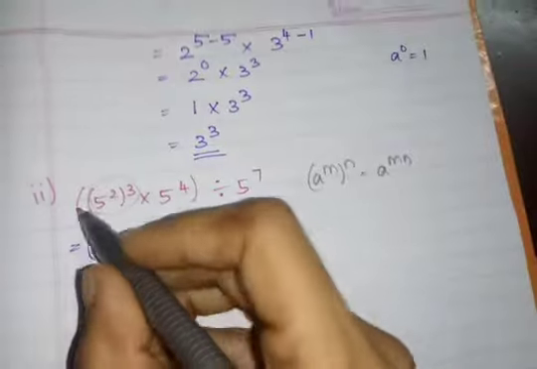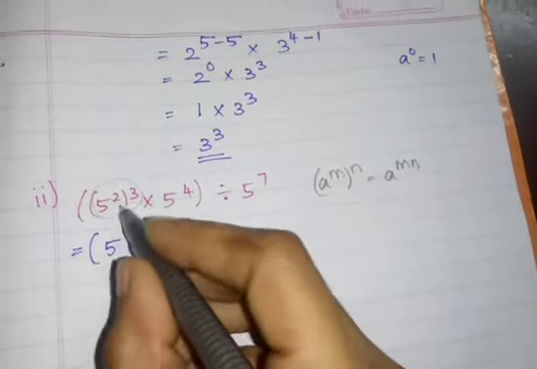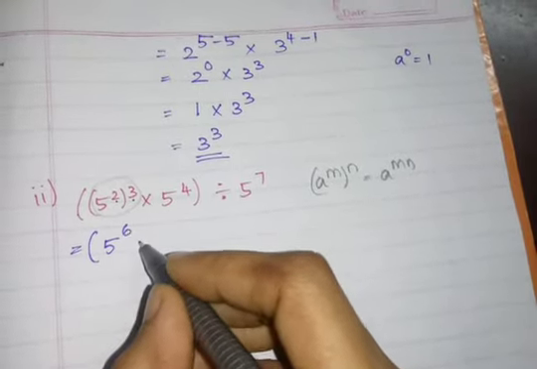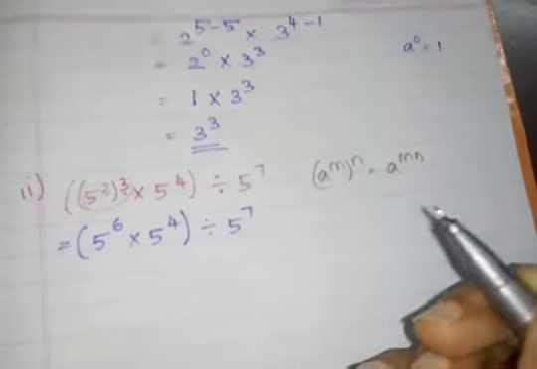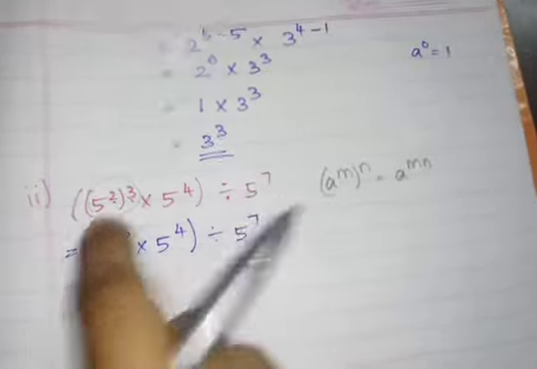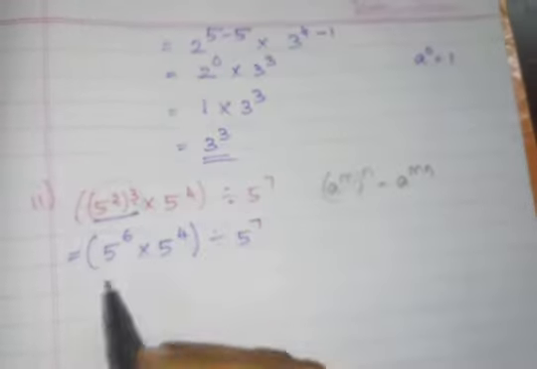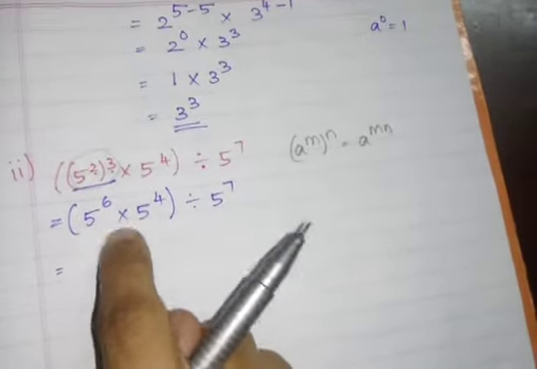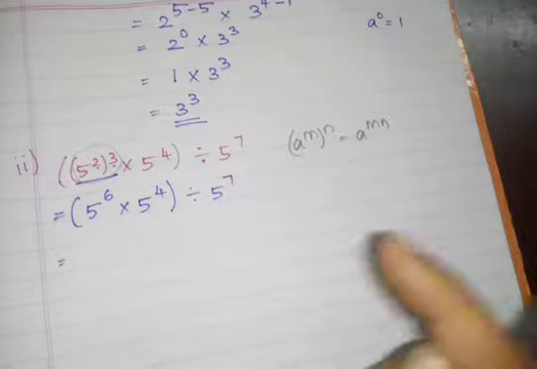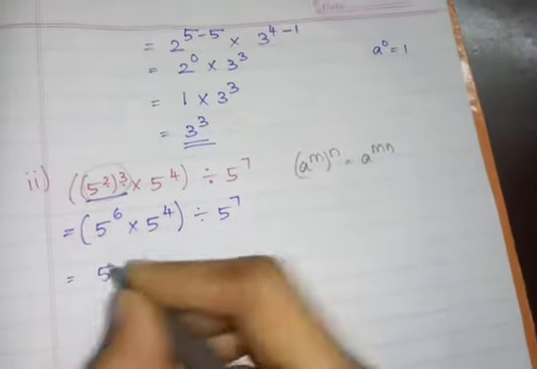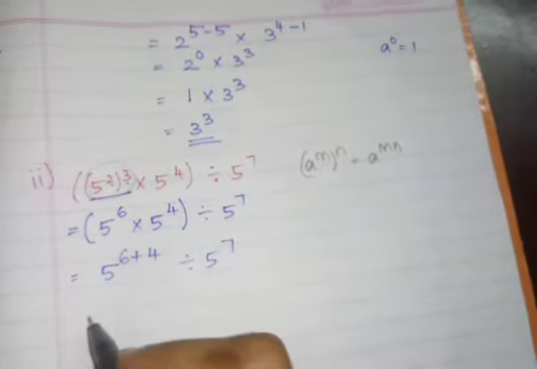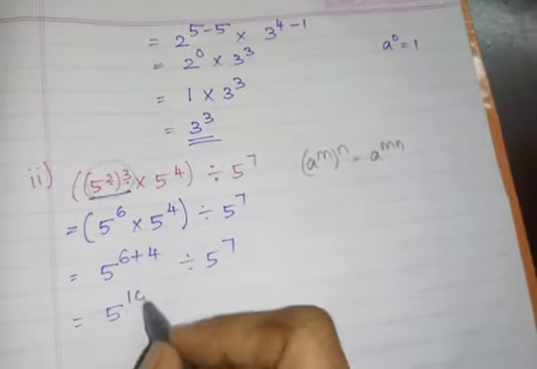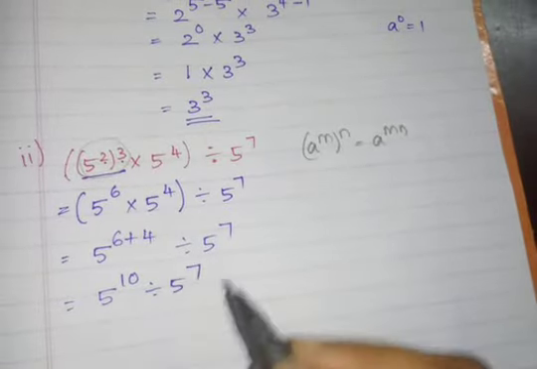So what will you do? You keep this bracket as such. 5 power 2 3s are 6, into 5 power 4, close bracket, divided by 5 power 7. I am just clearing this alone. Okay, 5 power 6 into 5 power 4. Inside this bracket, same base, so you add your powers. 5 power 6 plus 4 divided by 5 power 7. 5 power 6 plus 4 is 5 power 10 divided by 5 power 7.